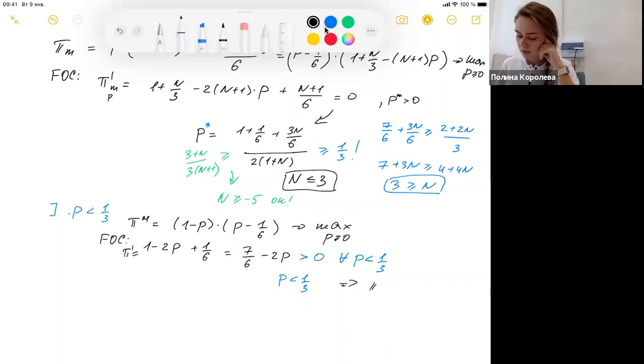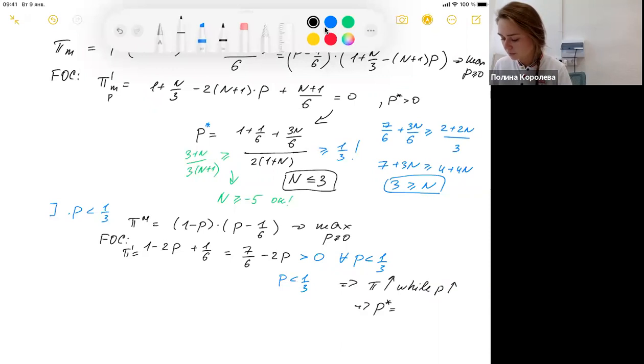That means that our profit increases while price increases. So our optimal price will be 1/3, the highest price in this interval, for prices less than 1/3.